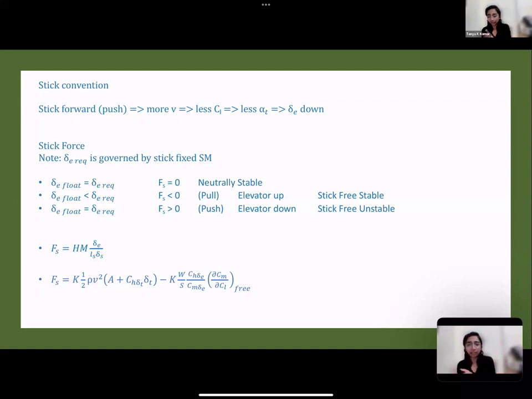Because we have the very neat relation CL is CL naught plus CL alpha into alpha. If it's at the tail, it will be the CL alpha of the tail. So to reduce the CL, you need to reduce your alpha. How do you reduce your alpha? You deflect your elevator down. Why does the alpha reduce if I deflect my elevator down? Positive deflection of elevator.